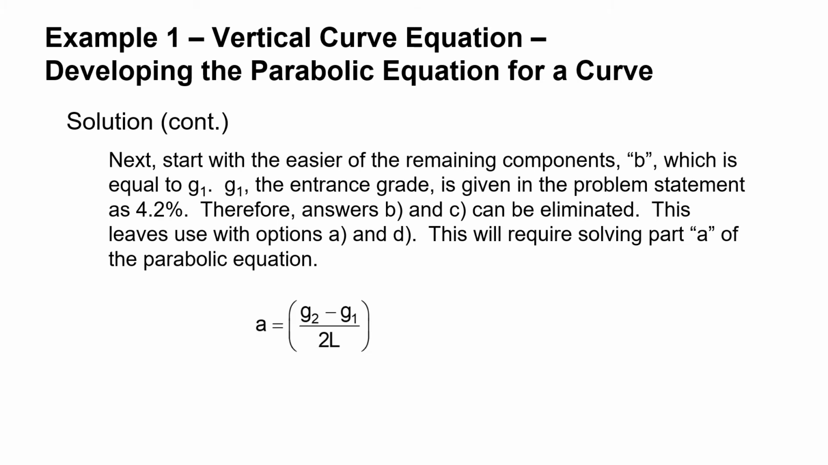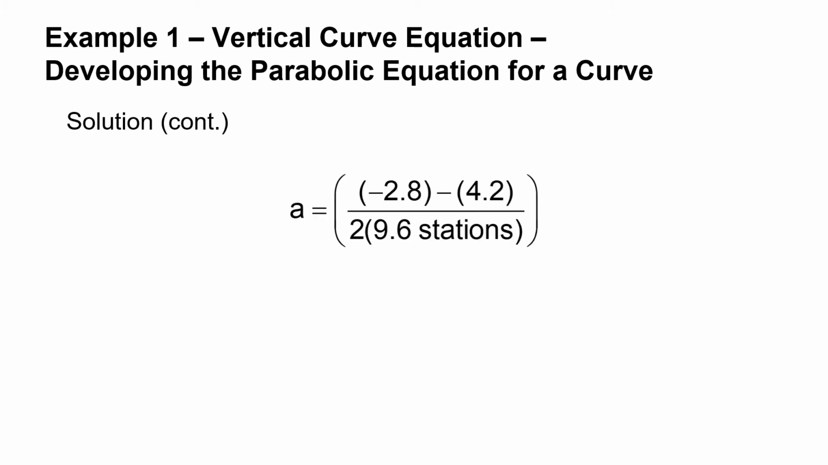So A equals G2 minus G1 divided by 2 times the length. The length is our distance between our PVC and PVI, multiplied by 2 gives us 9.6 stations. So A equals negative 2.8 minus 4.2 divided by 2 times 9.6 stations gives us an A of negative 0.36458. And that means the answer is A.